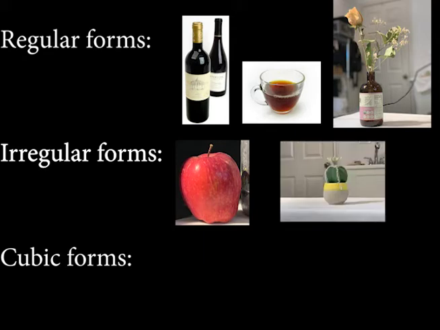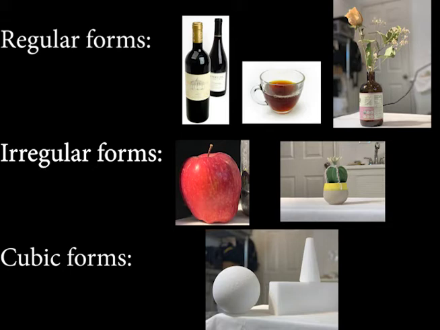The last category is called cubic forms, which can include any cubic objects such as boxes or any geometric objects in which you have to pay close attention to how they sit in your plane of view along with the perspective. It is helpful if you can identify if the cubic form is in 1-point perspective or 2-point perspective, and where it is sitting in relation to your eye level.